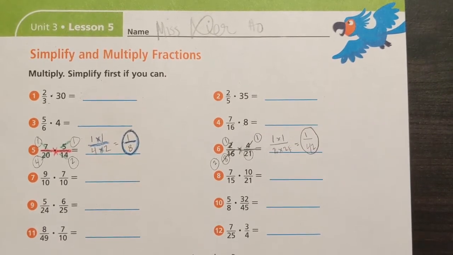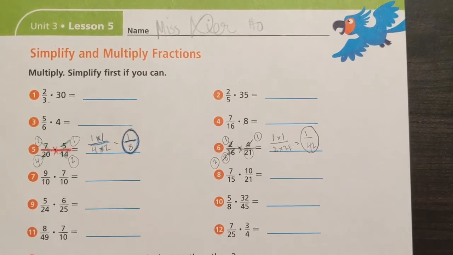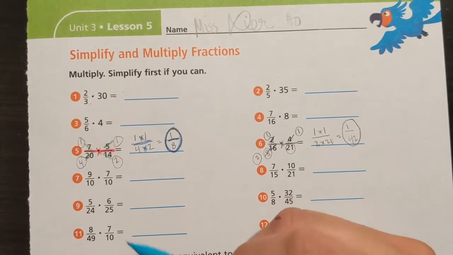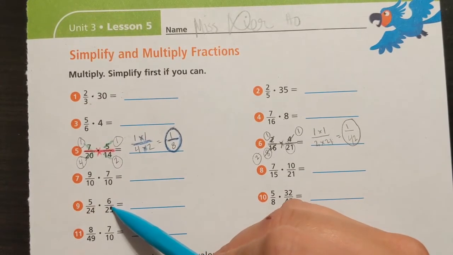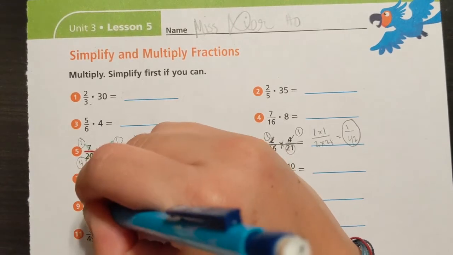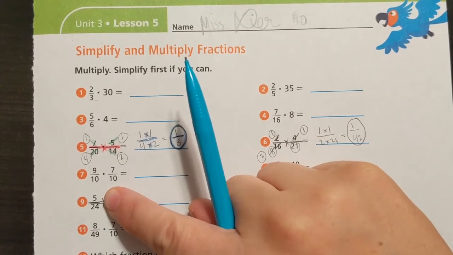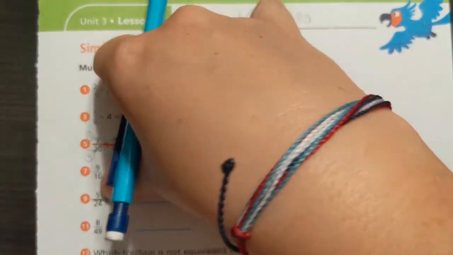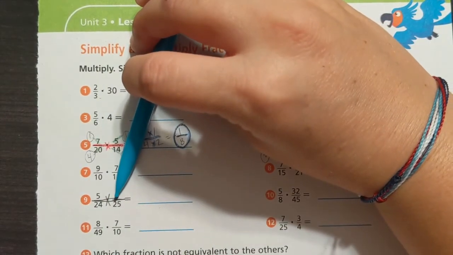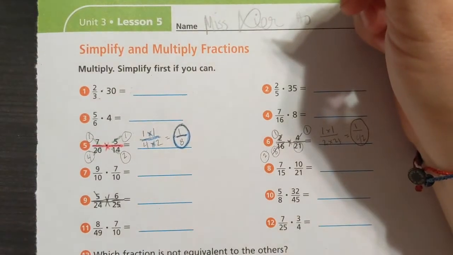Okay, let's skip number 7 and 8, and let's do number 9. Here we go. Number 9, 5/24, 6/25. Extend, place an X, look for relationships. 5 and 24, nope. Check the next one. 5 and 25, yes. 5 and 25 can both be divided by 5.